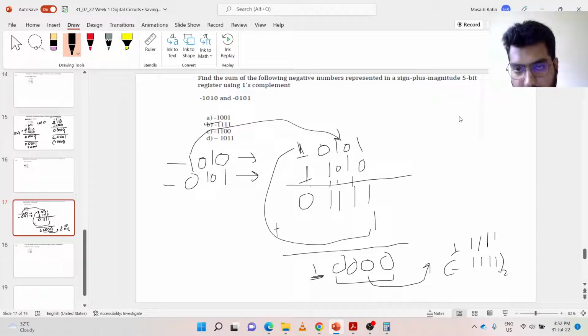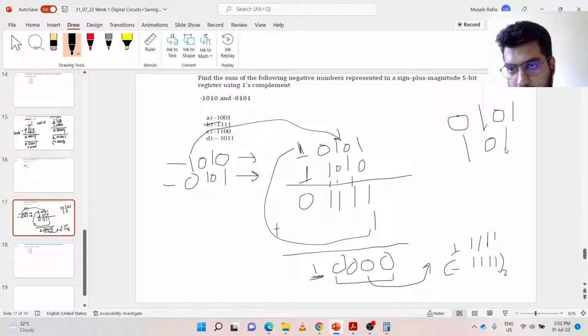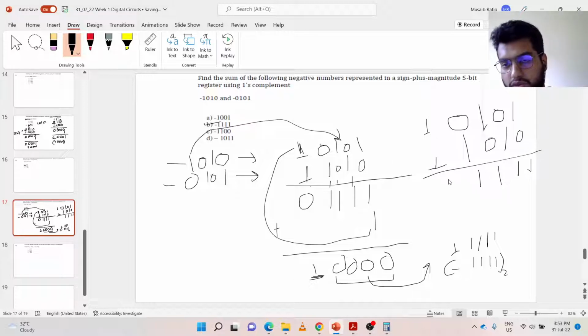So I'll just show you the addition again. 0101, 1010, and here are the sign bits. So the addition will be 1 plus 0 is 1, 1 plus 0 is 1, 1 plus 0 is 1, and 1 plus 0 is 1. And this 1 plus 1 is 2, and the 2 is written as 10. So 0 will come here, and this 1, since we are using the ones complement method, will be added to the LSB.